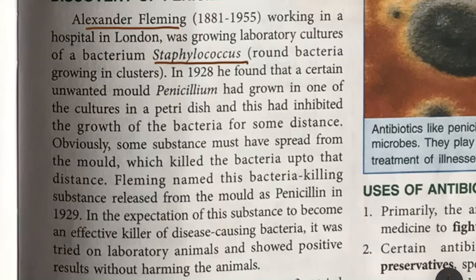And when he saw which fungus it was, he found out that it was penicillium. It had grown on the bacteria culture that he was growing. Then he found that the bacteria, up to a certain radius, had died. They did not multiply. So he thought some substance must have spread from the fungus which killed the bacteria up to that certain distance. So Fleming named this bacteria-killing substance penicillin. That was how the first antibiotic was discovered.